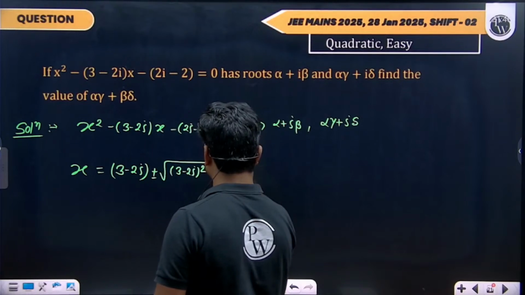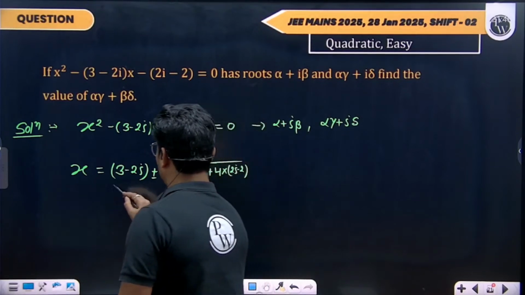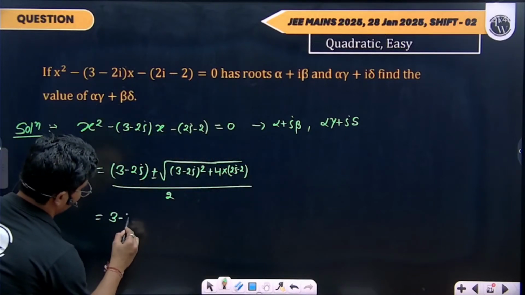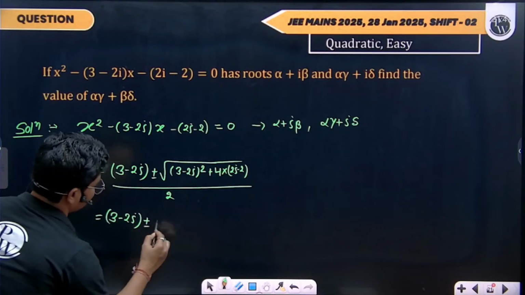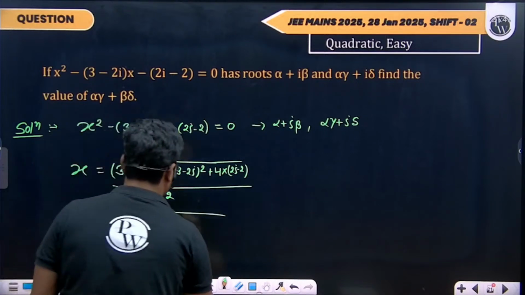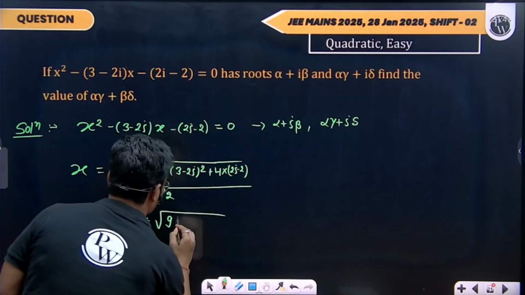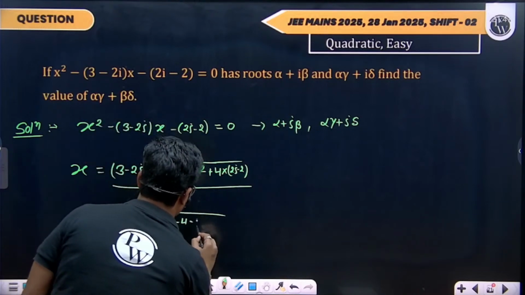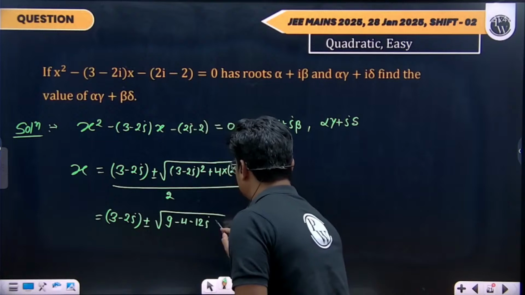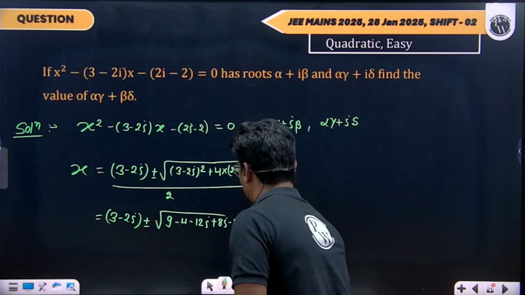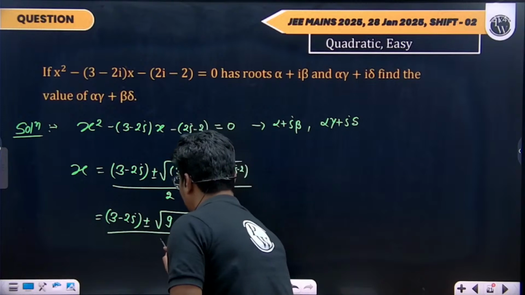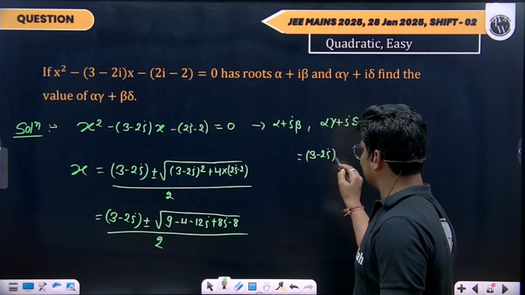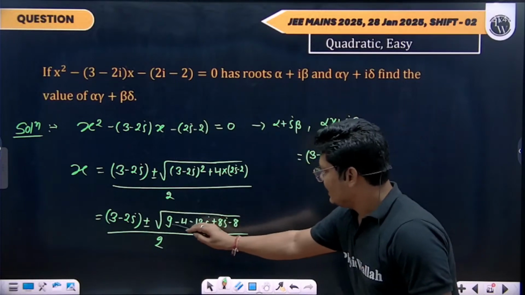This will be plus 2 iota minus 2, divided by 2. Okay, I hope that is clear. 3 minus 2 iota plus minus the square root of, this will be 9, plus 2 iota square, which will be minus 4, and this will be 12 iota, and this will be 8 iota minus 8, divided by 2.